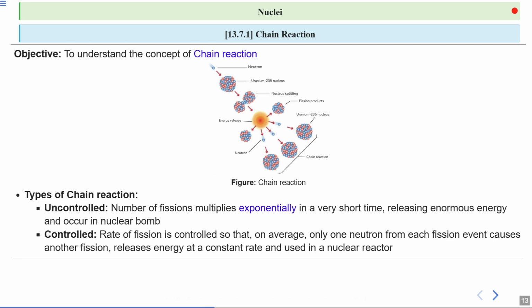Next, we have controlled chain reactions. Here, the rate of fission is carefully managed so that on average, only one neutron from each fission event causes another fission. This keeps the energy release steady and safe, which is how nuclear reactors generate electricity.